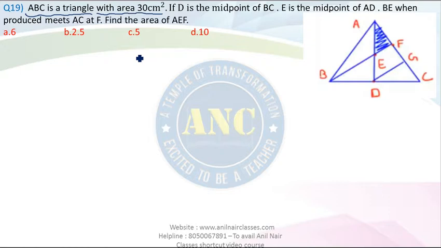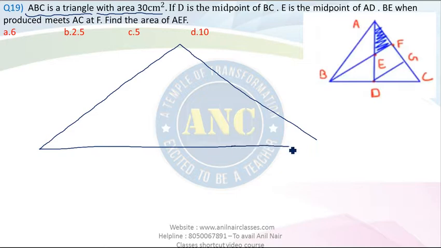Okay, this bigger triangle. Let me draw the triangle for you people because it is already there on the right side of the screen. Let me draw it a little bigger so that we will understand it better. There is a triangle ABC. Area of this bigger triangle is given as 30 square centimeter. Beautiful. Next, D is the midpoint of BC. There is a point called D on BC, and that D is the midpoint of BC.